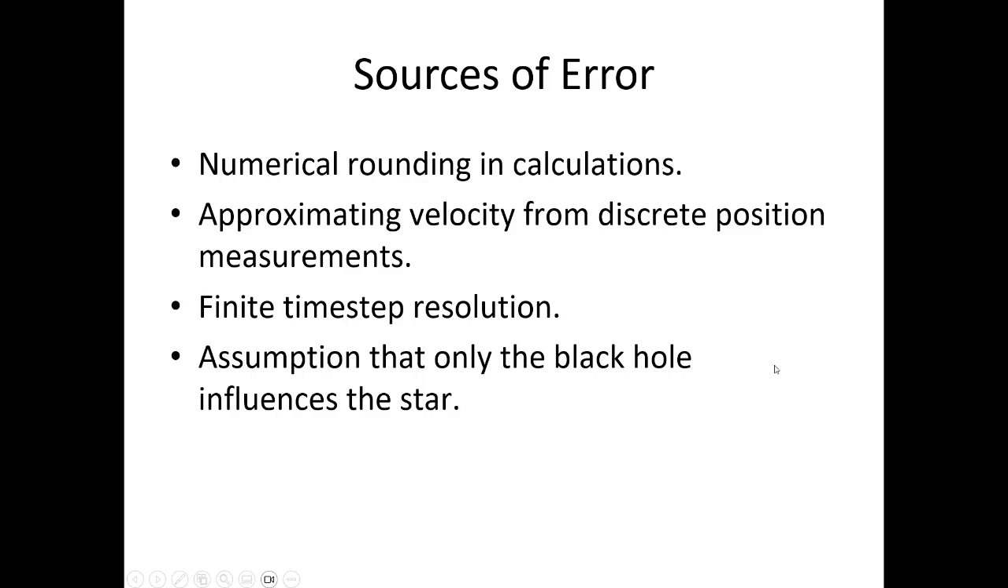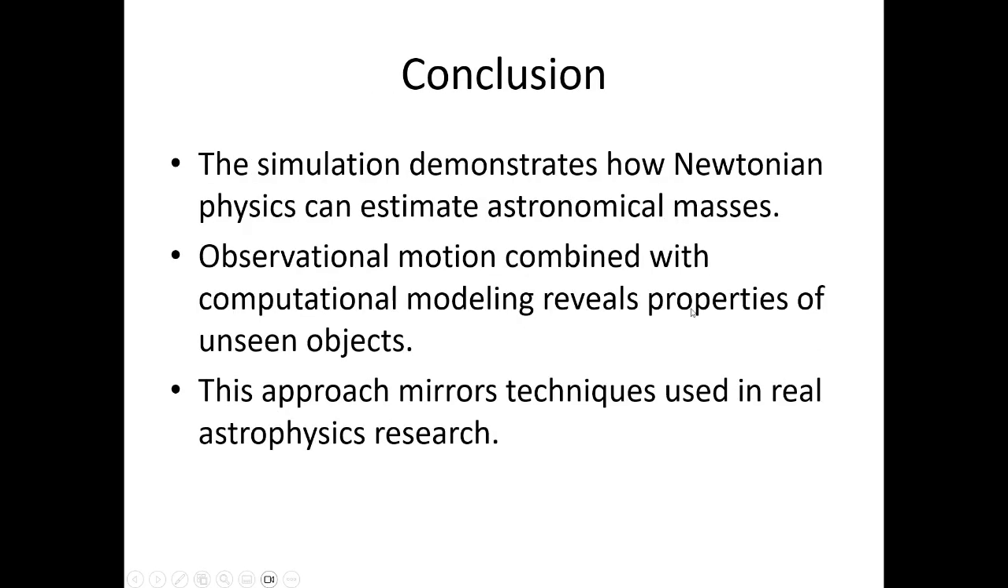So there are several possible sources of error, including numerical rounding in calculations, approximating velocity from discrete measurements, and finite time step resolution. And finally, the model assumes that the star is influenced only by the black hole and ignores any additional gravitational interactions.